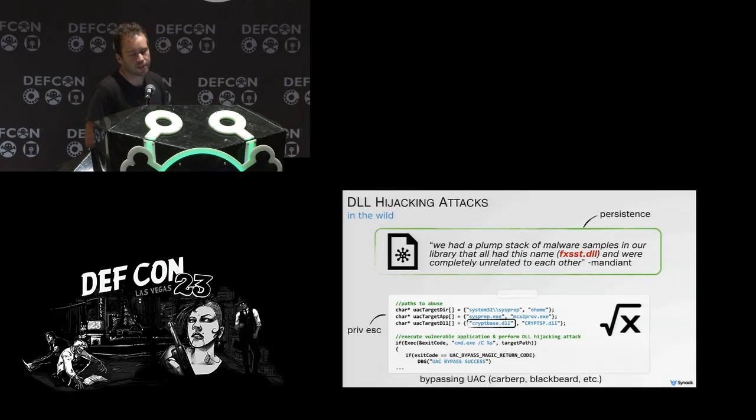The second example is Prevesque. Sysprep.exe is one of those auto UAC'd applications, and it was vulnerable to a DLL hijacking. So here's some source code from some malware that actually was abusing this to bypass UAC. It would plant a malicious DLL and then programmatically start sysprep.exe, which would load the attacker's DLL into its auto UAC process.